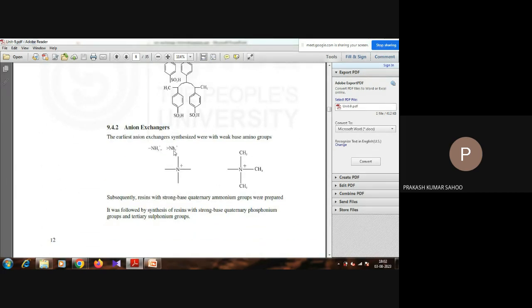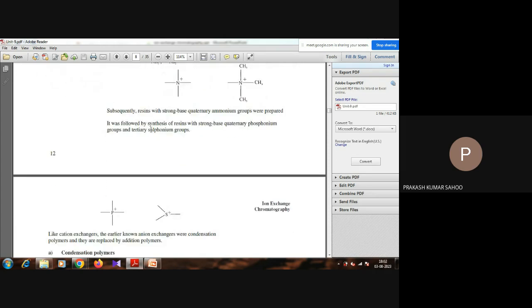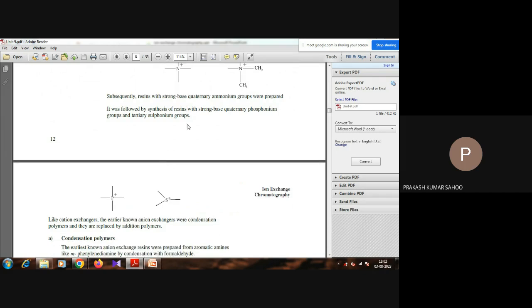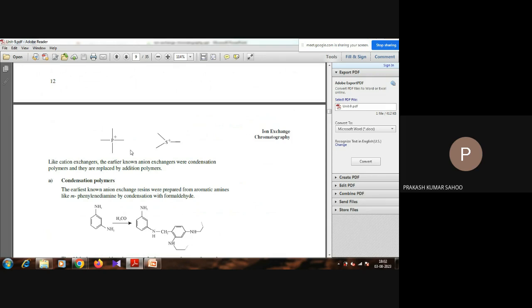Then the anion exchanger. The earliest anion exchangers synthesized were with weak base amino groups. So this is the anion exchanger, NH3+, NH2+. This will be the quaternary salt, N plus with four alkyl groups. This is your tertiary salt, CH3, N+. This is tertiary, because nitrogen is linked to three alkyl groups, and if it is four, it is quaternary. It was followed by synthesis of resin with strong base quaternary phosphonium groups and tertiary sulfonium groups. Here this is phosphonium, that is P+, and this is sulfonium, the tertiary one, whereas this is quaternary.